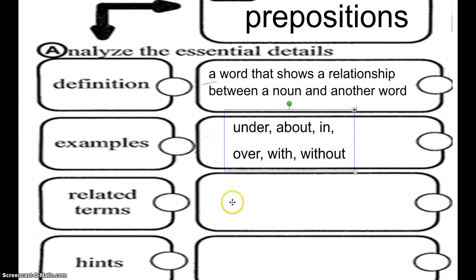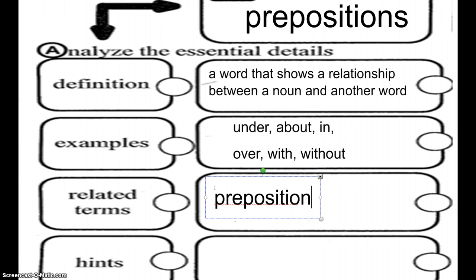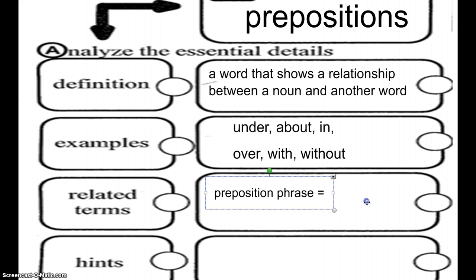And so under related terms, we had a couple of things. Students were a little surprised when I brought some math into class, but we came up with an equation that explains what a prepositional phrase looks like. If I wanted to write one, this is the formula I would follow.